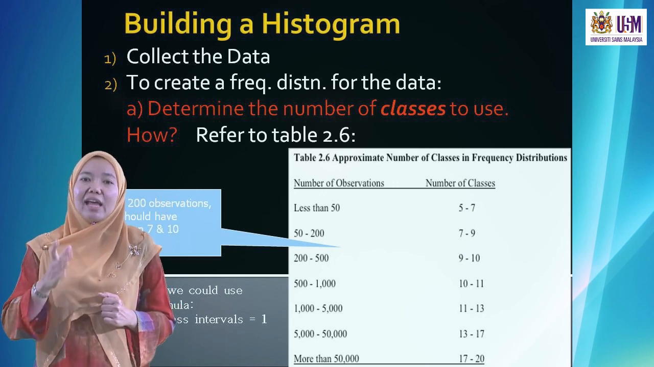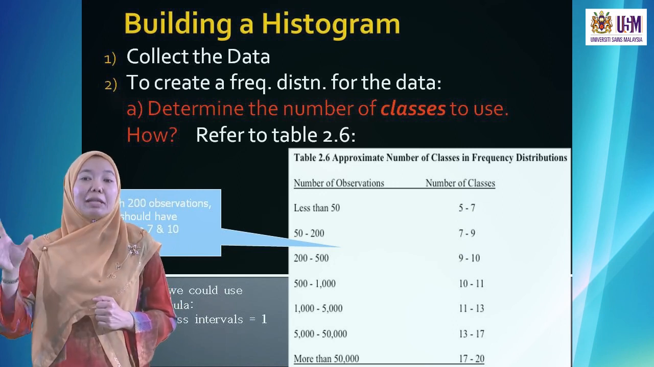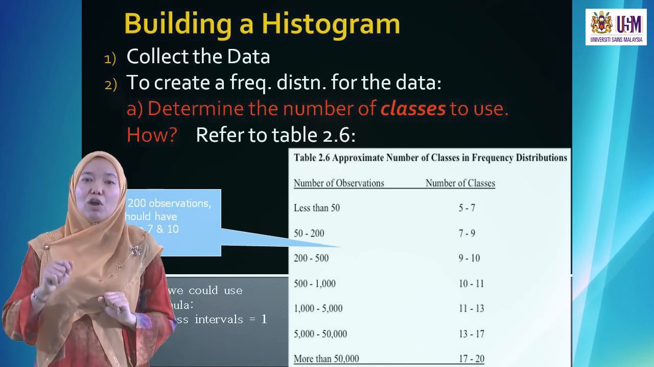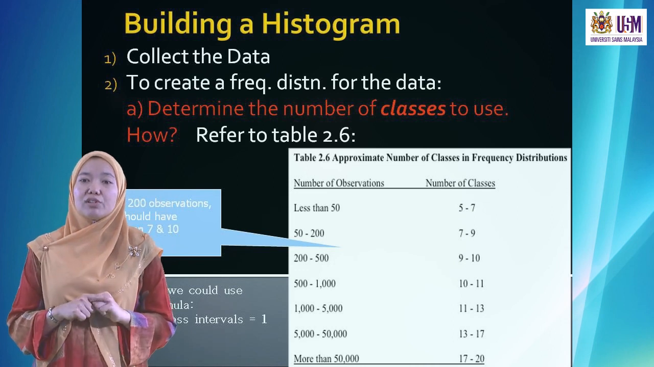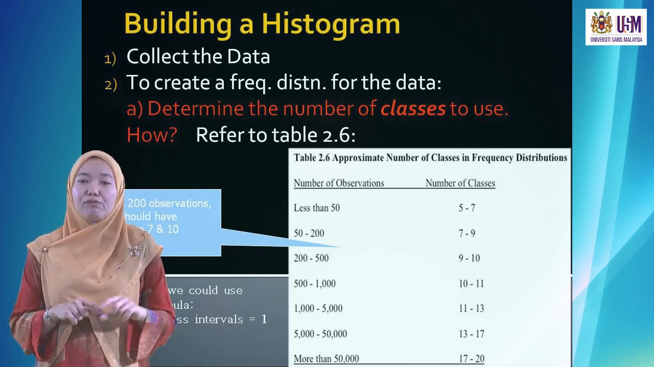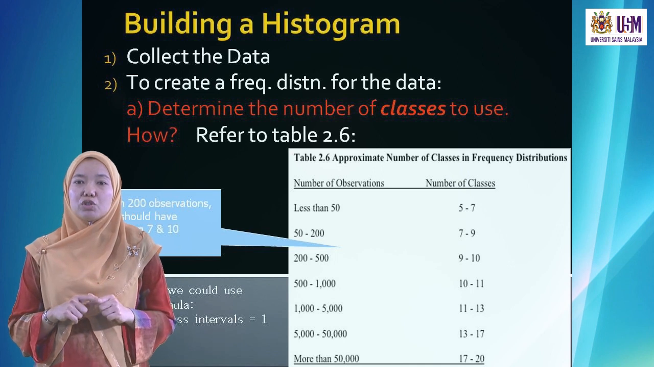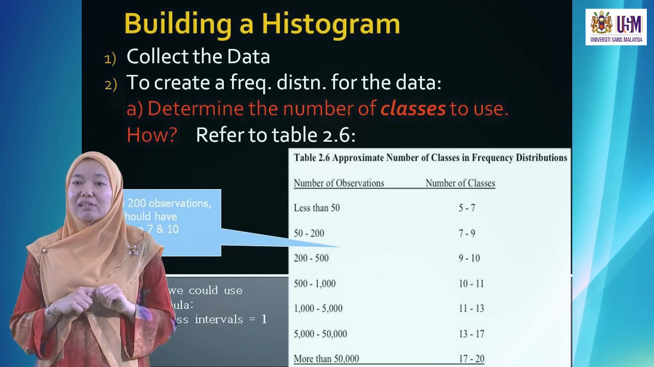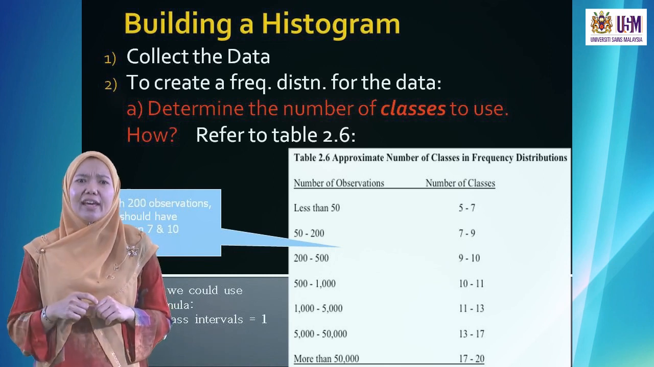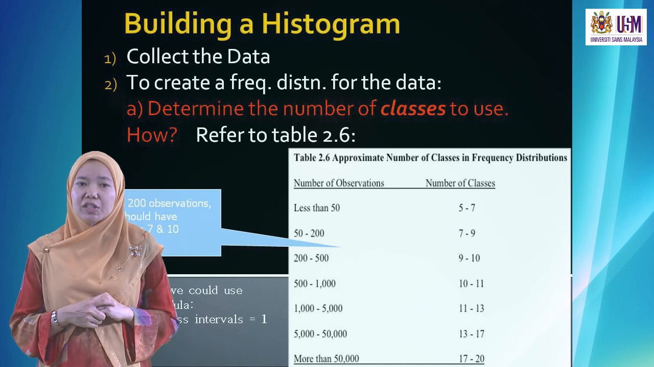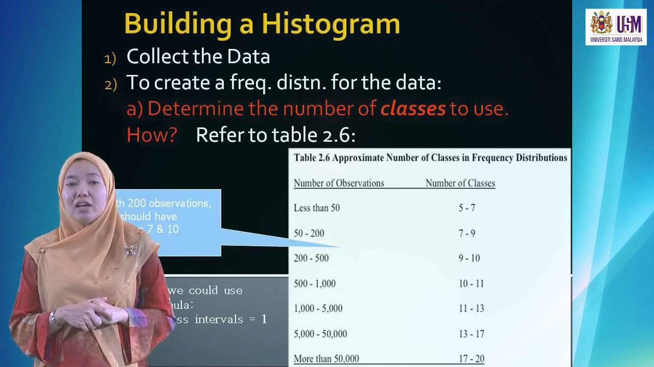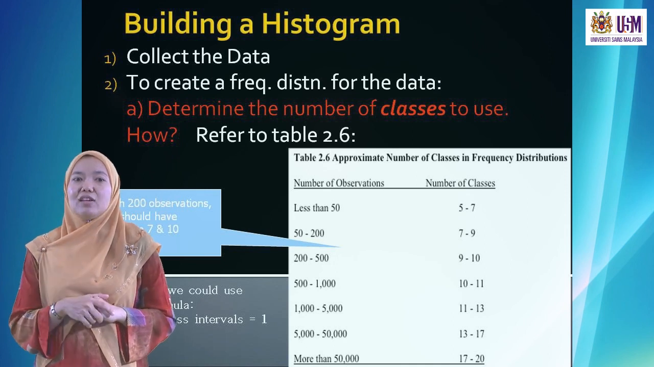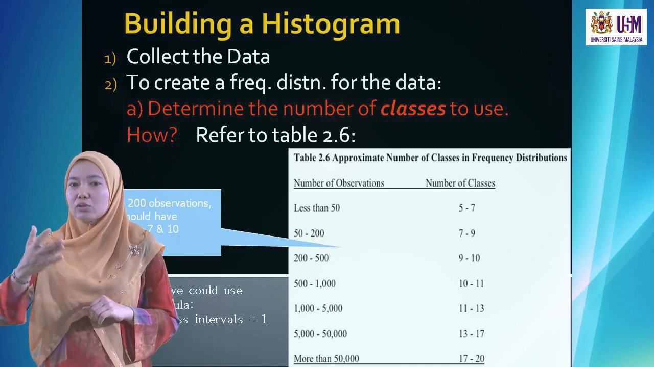If you have less than 50 observations, then your number of classes shouldn't be more than 5 to 7. If you have between 50 and 200 observations, then the number of groups for your relative frequency distribution must be roughly between 7 and 9. And if you have 200 observations, such as in example 3.1, long distance telephone bills, then you should have between 7 and 10 classes, and so on and so forth.